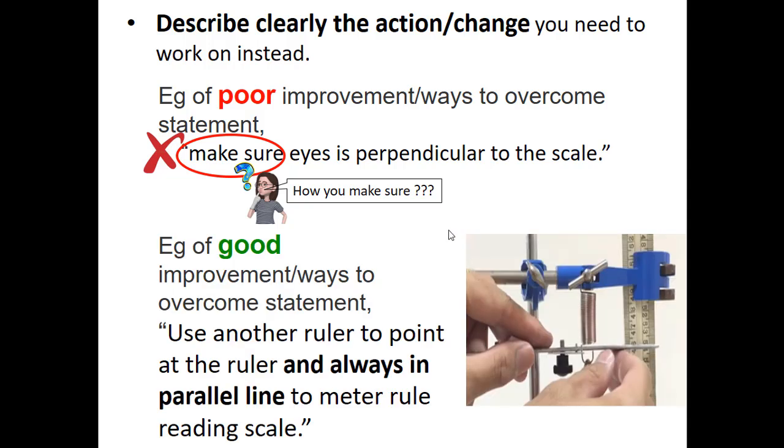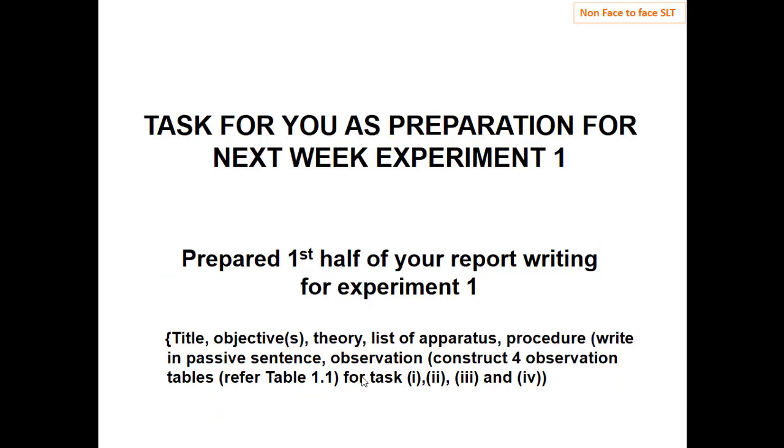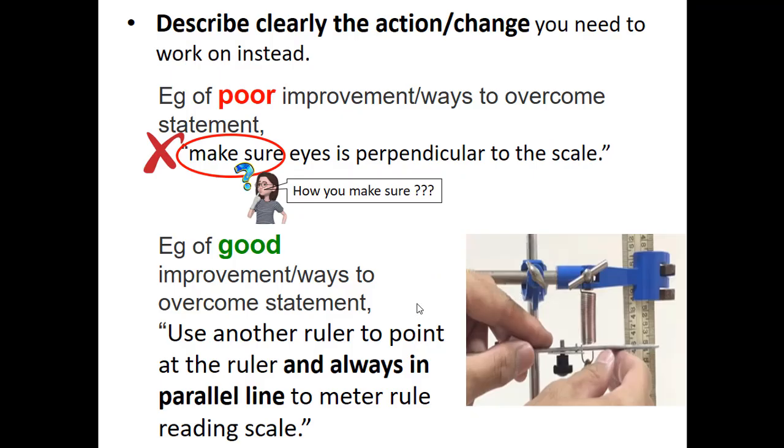So this is the example of the good statement for improvement or ways to overcome. Use another ruler to point at the ruler and always in parallel to the meter rule's reading scale. So this is a very specific way whereby we can ensure that our eye is perpendicular to the scale. So you can take this one as the guideline when you want to write down the precautionary step, the source of error, and also the ways to improve or overcome in your discussion in report writing.